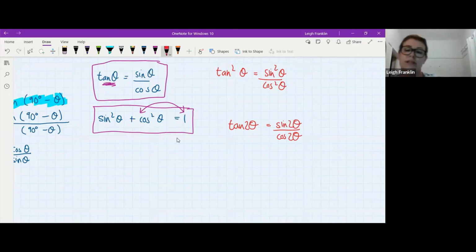You're going to see later, not in this lesson, but later on in the course where we start talking about double angles. So just be careful when you do get to that point.